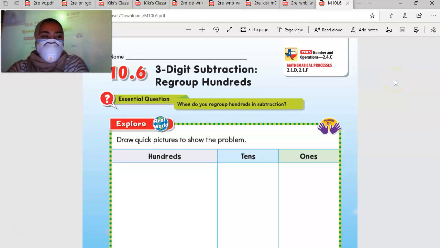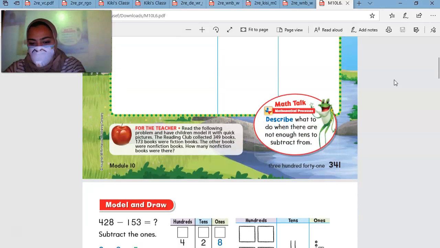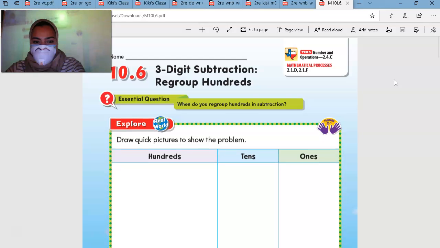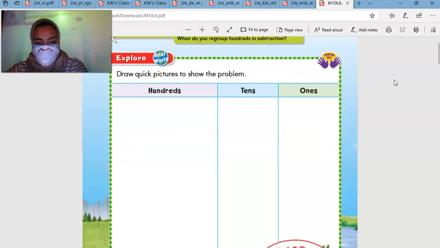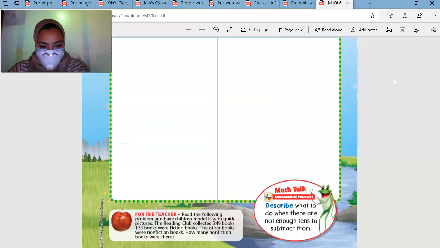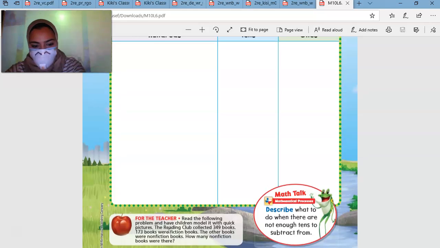Okay, so we're working on lesson 10.6, three-digit subtraction, regrouping hundreds. So we are on page 341. Let's read the question. It says, the reading club collected 349 books. 173 books were fiction books. The other books were nonfiction books. How many nonfiction books were there?